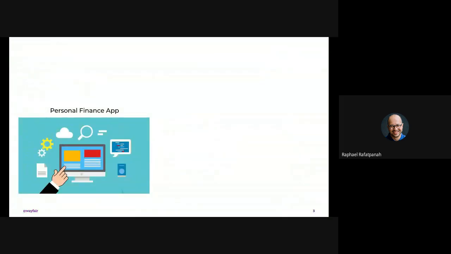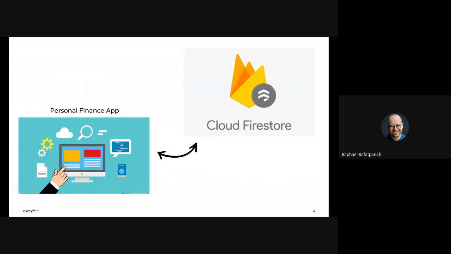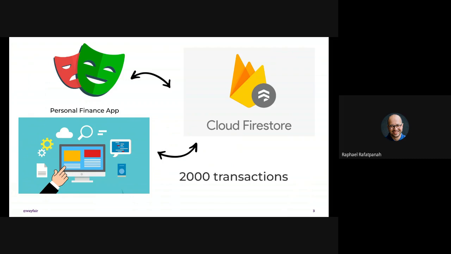Well, I have this personal finance app that uses Google Cloud Firestore, and it uses Playwright to scrape a bunch of web transactions from different apps like bank accounts and credit card apps. And I have about 2,000 transactions that are downloaded every time I load the personal finance app.